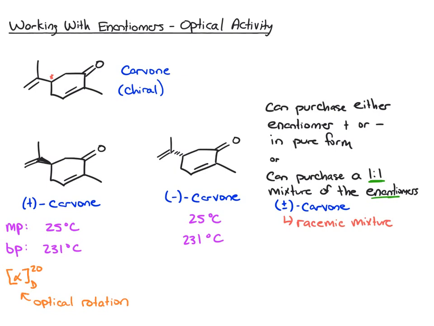And one enantiomer will rotate light clockwise. The other will rotate the plane polarized light counterclockwise. And for this particular molecule, light gets rotated 61 degrees. In the plus enantiomer, it gets rotated positive 61 degrees. In the minus enantiomer, it gets rotated to the same magnitude, just in the opposite direction, negative 61 degrees.